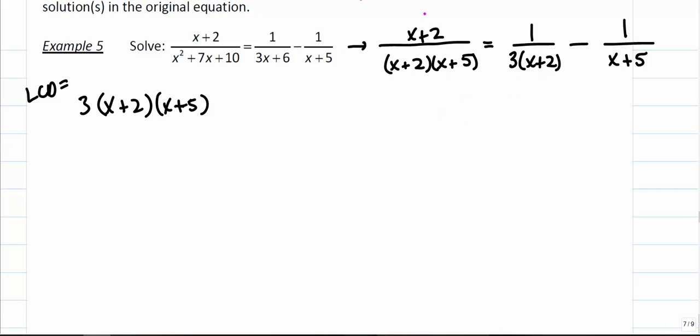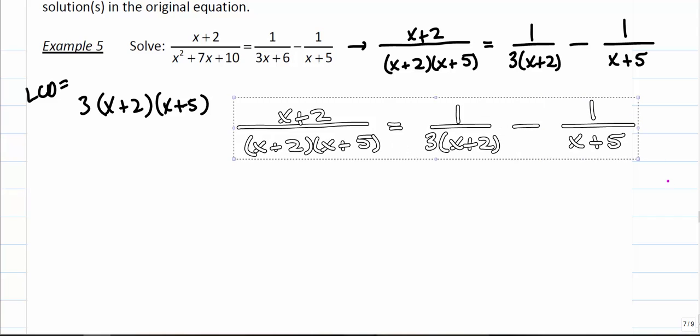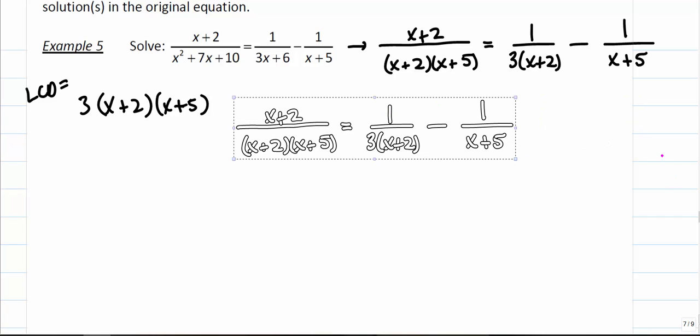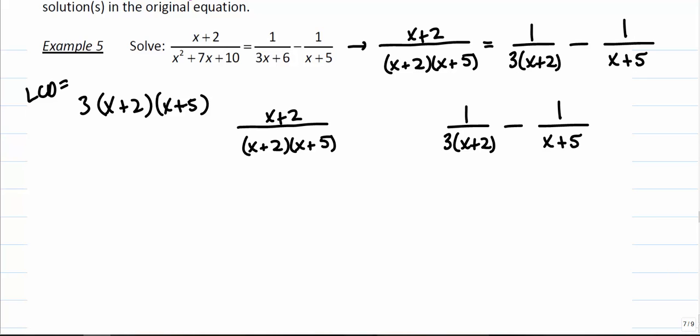So if I take my factored form now and multiply each one of these by my LCD, I'm going to multiply this first one, 3 times x plus 2 times x plus 5. And so what would happen is everything would cancel out, right? The only thing that wouldn't cancel out would be the x plus 2 and the 3. Now you're going to want to put that in parentheses and make that 3 times x plus 2.